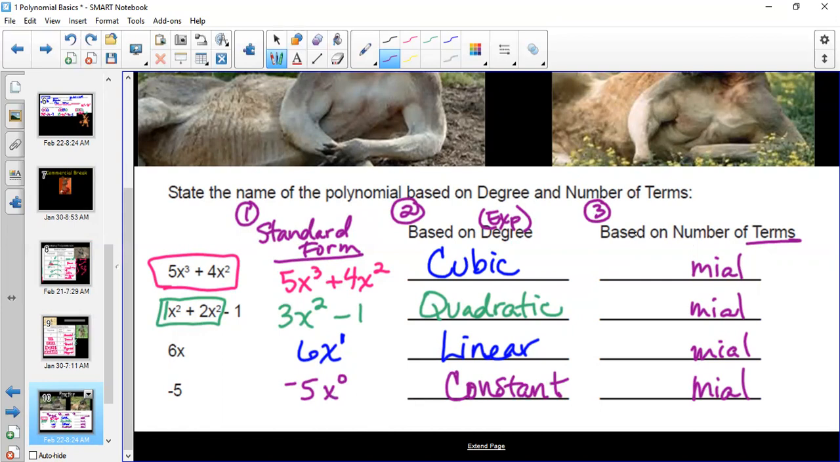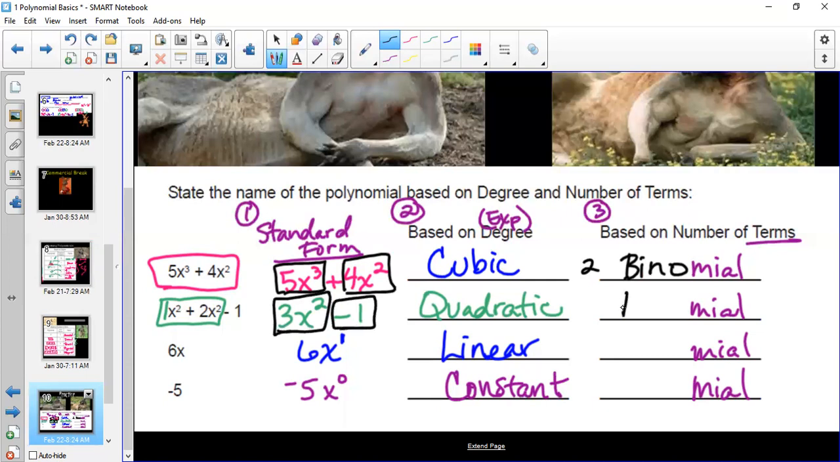Now let's name them based upon their number of terms. Remember, terms are separated by a plus or a minus. So on the first one, I have 2 terms. 2 terms meaning binomial. Okay, next one, 3x squared and a -1. Again, 2 terms. This is another binomial. All right, and the last 2, I don't have any plus or minuses on there. These are 1 term apiece, which means monomial.